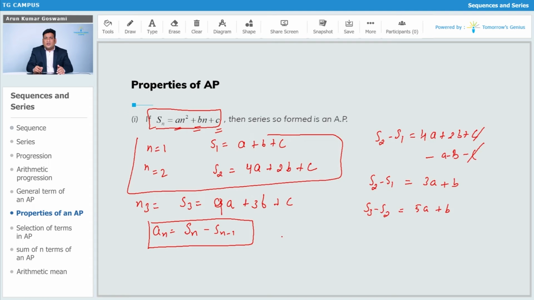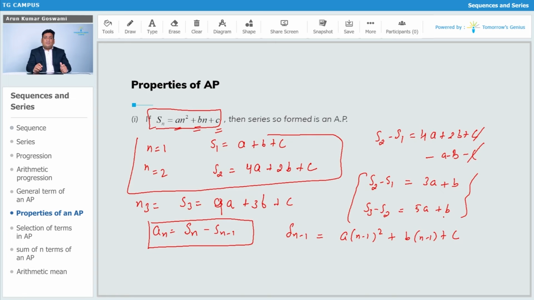Okay, and if I write Sn minus 1, which will be nothing but a(n minus 1) whole square plus b(n minus 1) plus c. So if you subtract these two, Sn and Sn minus 1, you are definitely going to get an, and whatever the n value you substitute, you are going to get the same thing which I am finding here.